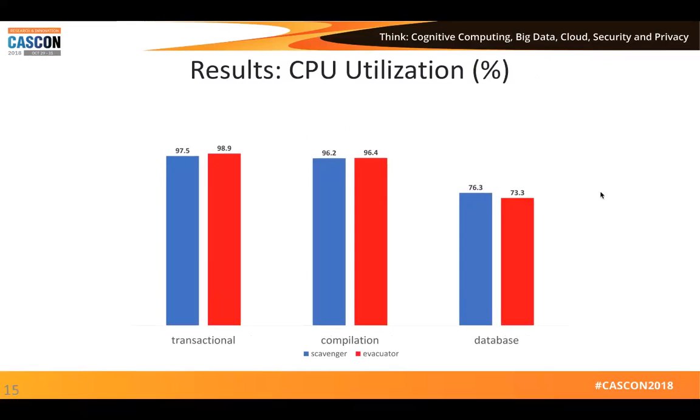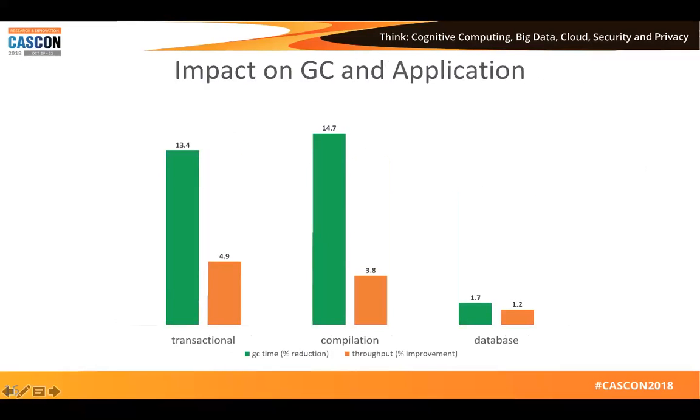So this is the really important stuff. How does this all impact the GC and the application? There are 2 metrics here. One is reduction in GC time. How much time are we spending in the GC for each workload? Applications see the garbage collector as a necessary evil. They'd like to see these garbage collection times be 0. Actually starting to get there with Epsilon GC, by the way.